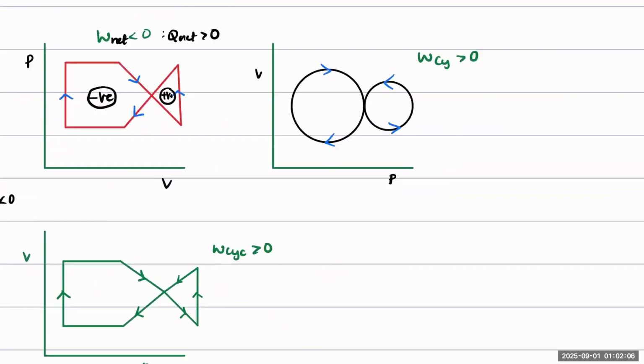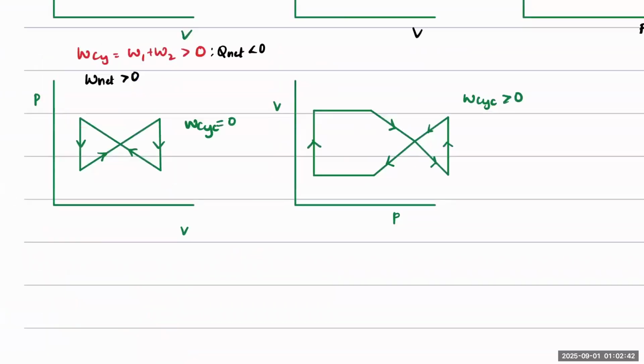Third case, you see this is the way it is going. This is a clockwise cycle. This is a counterclockwise cycle. So this is negative work done and this is positive work done. Correct. So obviously overall work done, the negative work done is more clear. So you can see this is how it is going. This is clockwise and this is counterclockwise. So overall net work done is less than 0 and Q net is greater than 0. Okay.